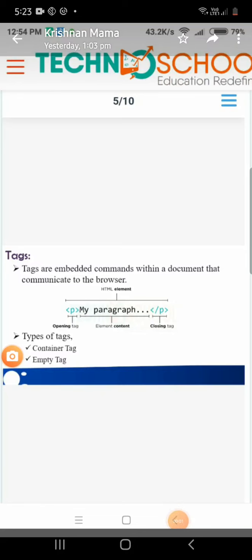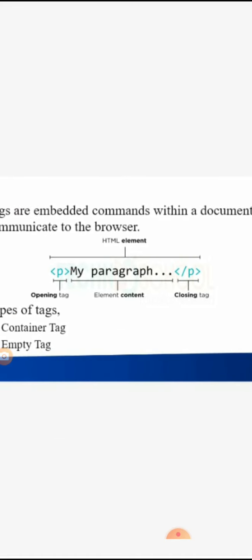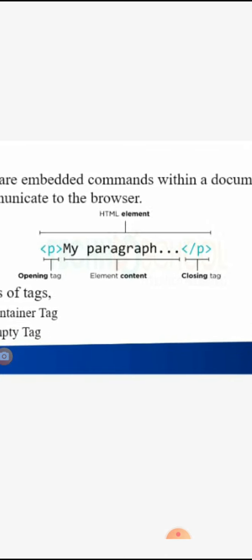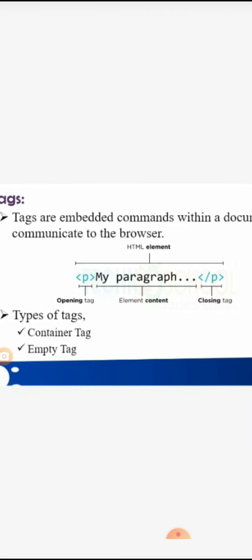We are seeing about tags, which are embedded comments within a document that communicate to the browser. So these tags will communicate to the browser what to do, when to do, and where to do. Now see, they have given you an example here of how the HTML element's opening tag and closing tag will be. My paragraph is your HTML element because it is present inside the angle bracket. Now see, this is your opening tag, so it's open paragraph.